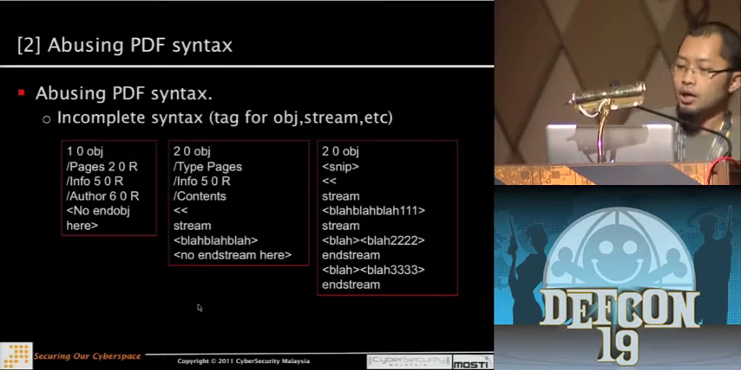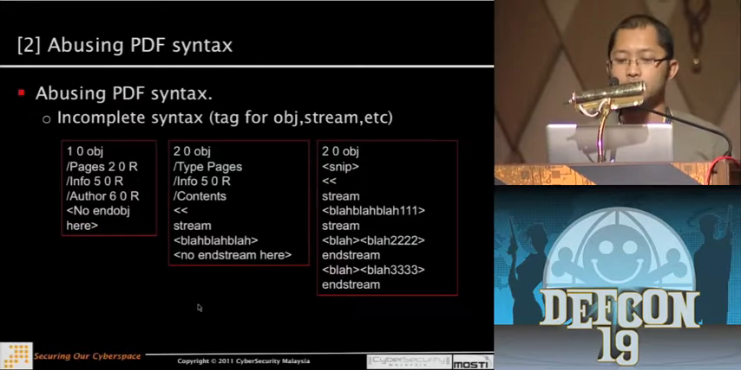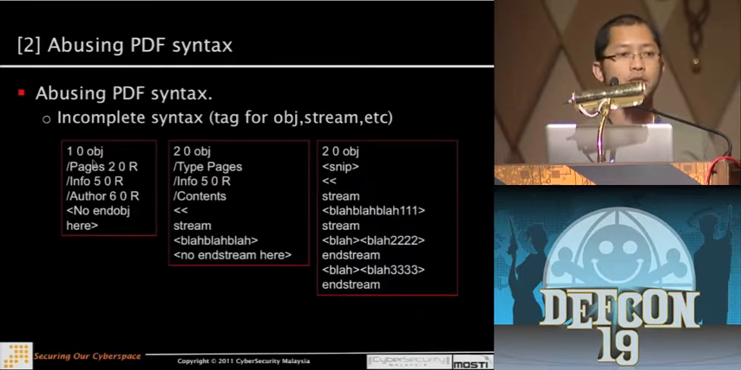Okay. Another thing is, like I mentioned earlier, you can abuse incomplete syntax. For example, like object stream. For example, this is object 1. We start with 1 0 obj, so you pretty much expect it needs to end with endobj. But if you don't have an endobj, that's no problem. Your PDF application will just load it fine. But if you build your own parser, you need to know where to stop.